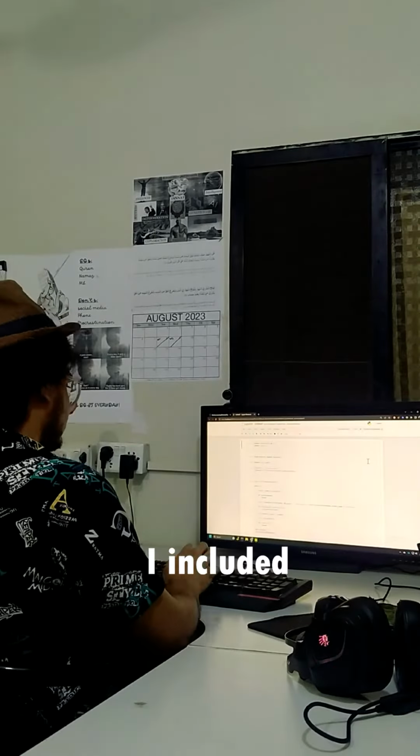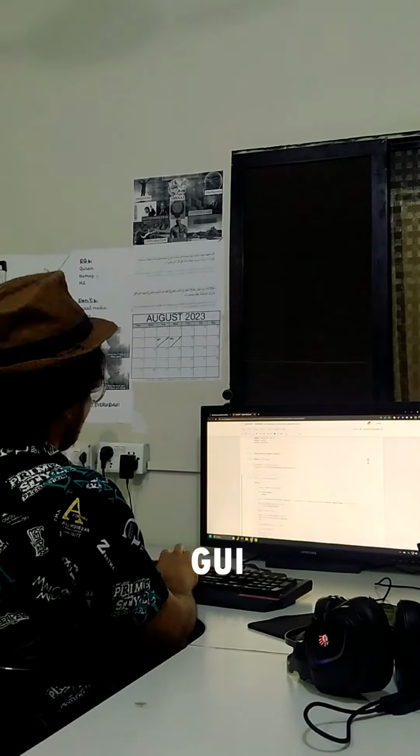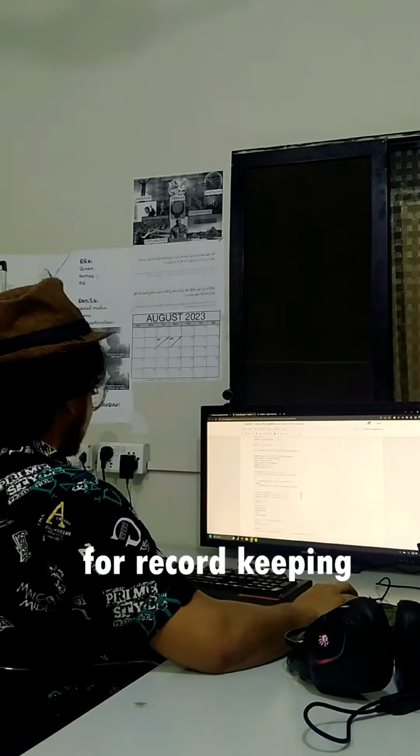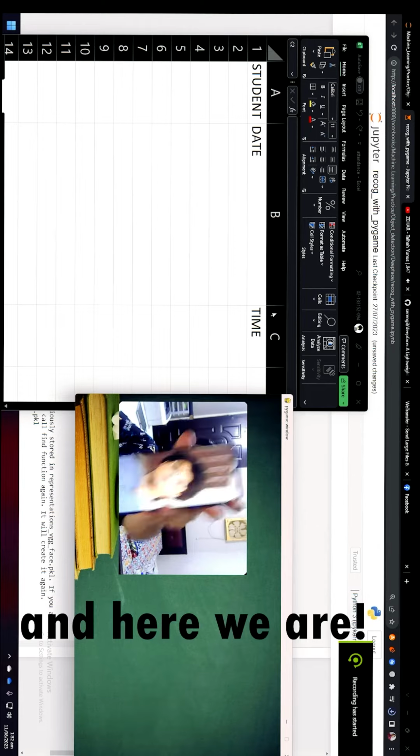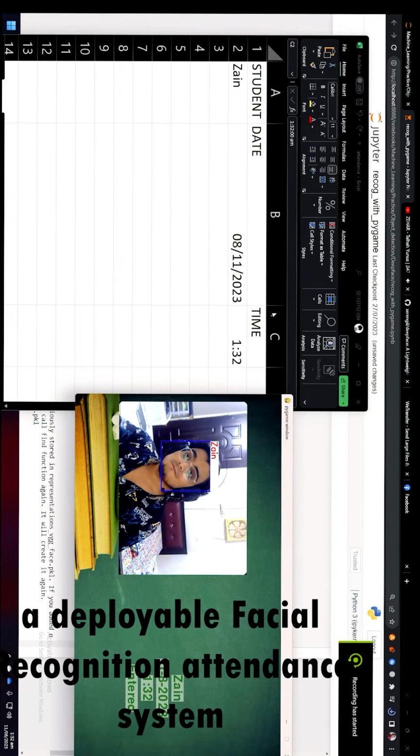Next, I included Pygame for a good GUI and Excel writing features for record keeping. And here we are, a deployable facial recognition attendance system.